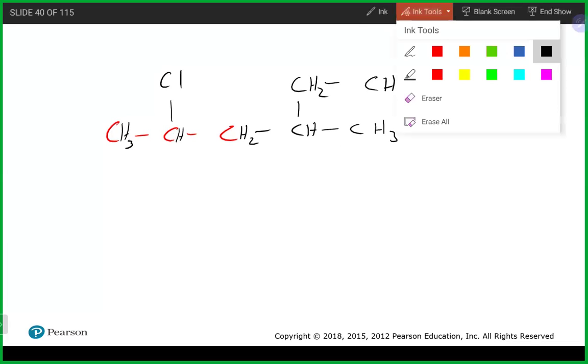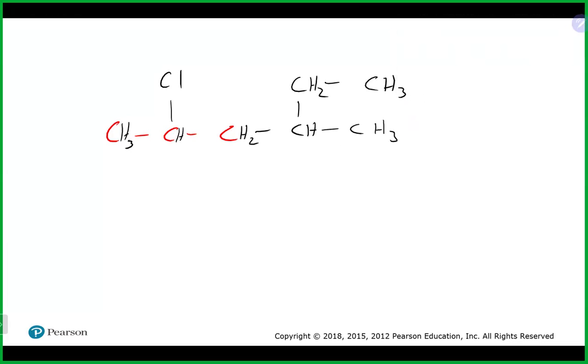All right. So the first thing we want to find is our longest continuous carbon chain. So again, we do not want to backtrack. You got to start in one direction and go until you hit a dead end. So take a moment and figure out here, what is my longest continuous carbon chain? Again, it does not always have to be the straightest.